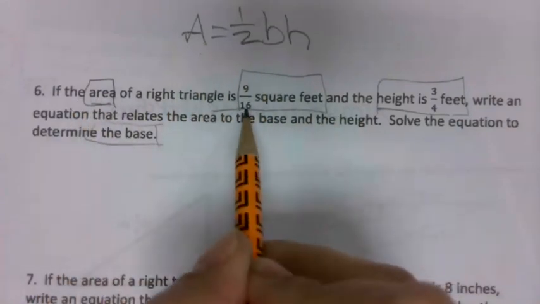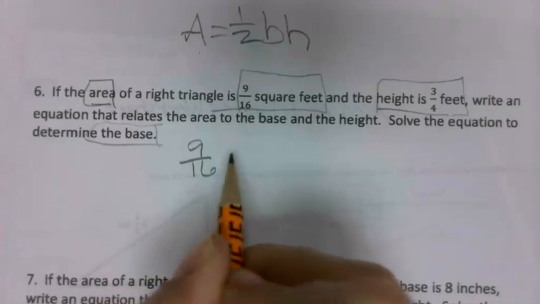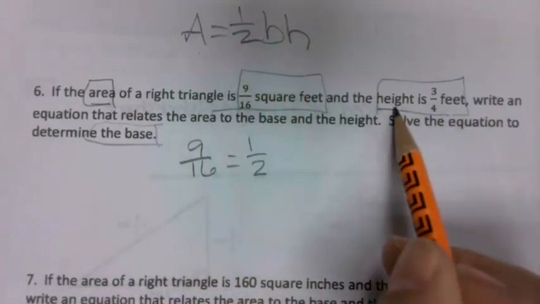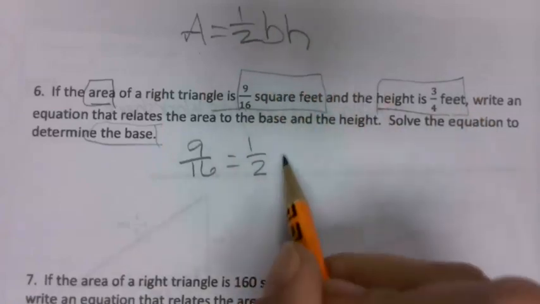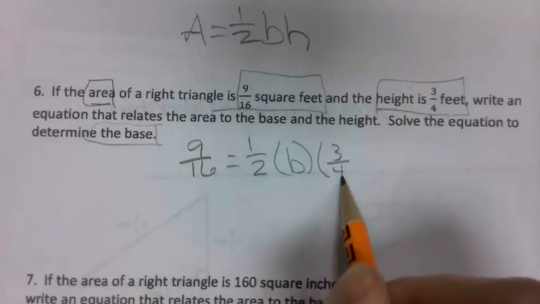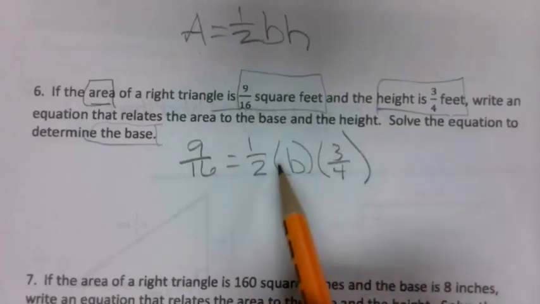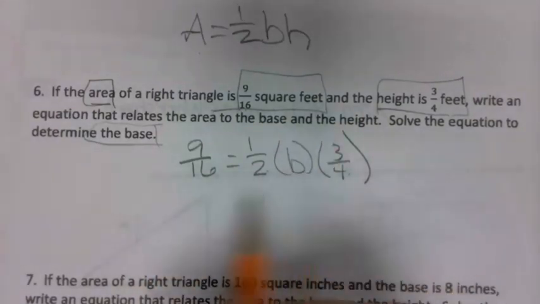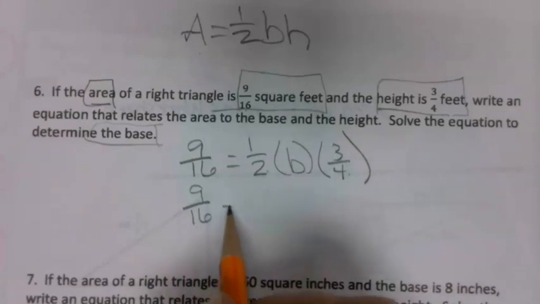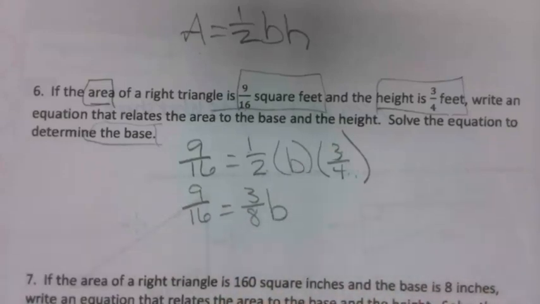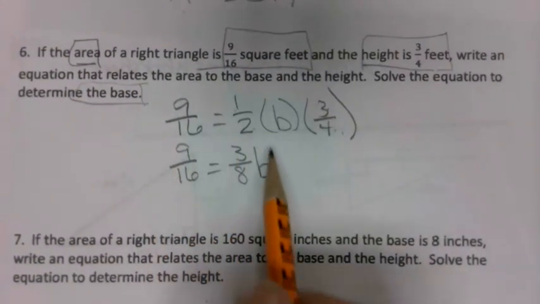Area, well, for A, the area is 9/16. What's next in my formula? 1/2. I just write my 1/2. What is the height? Well, what's the base? We don't know the base. What's the height? Well, we know the height is 3/4. And then what am I doing to all three of these? I'm multiplying them together. Well, I can't multiply my B because I don't know what B is, but I can multiply my 1 times 3, 3. My 2 times 4 is 8. B. And then I need to solve for B.